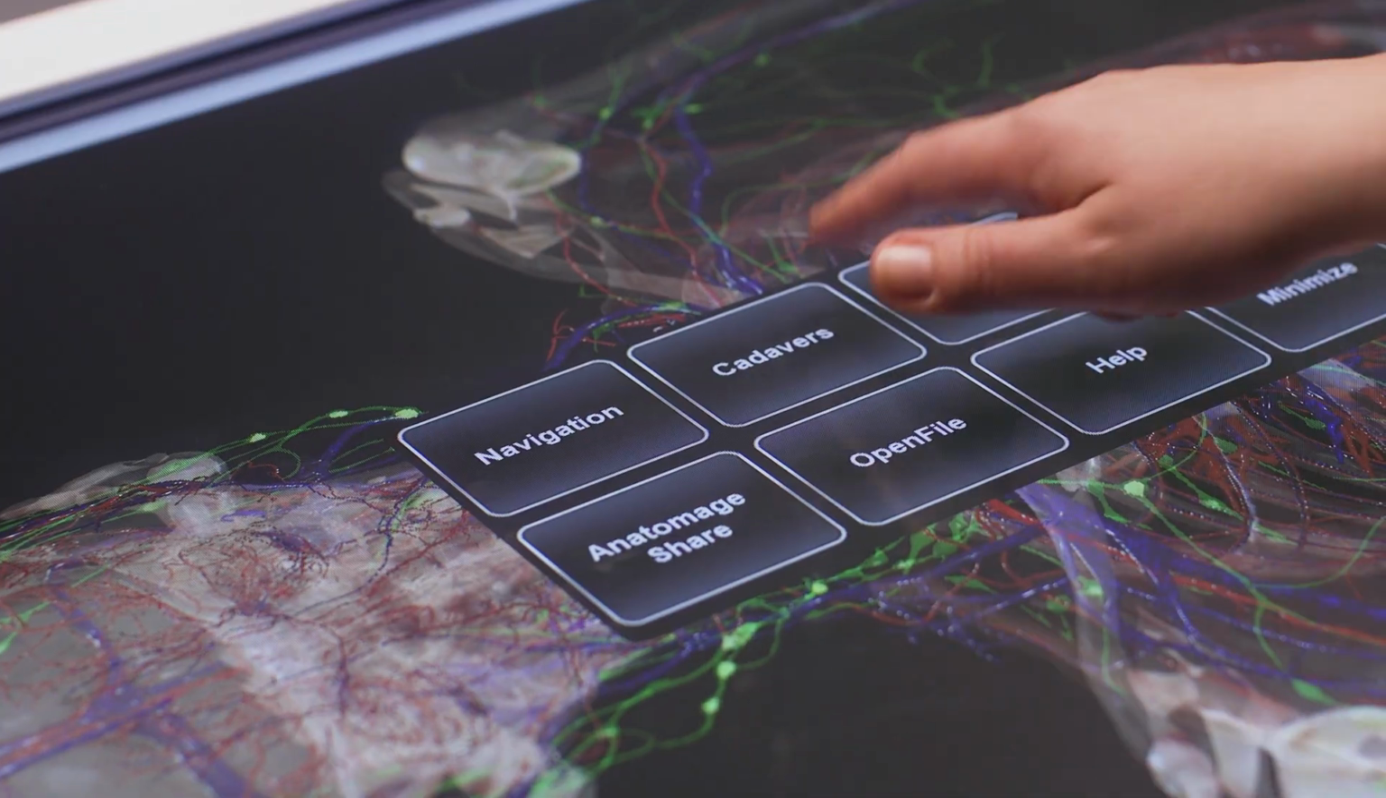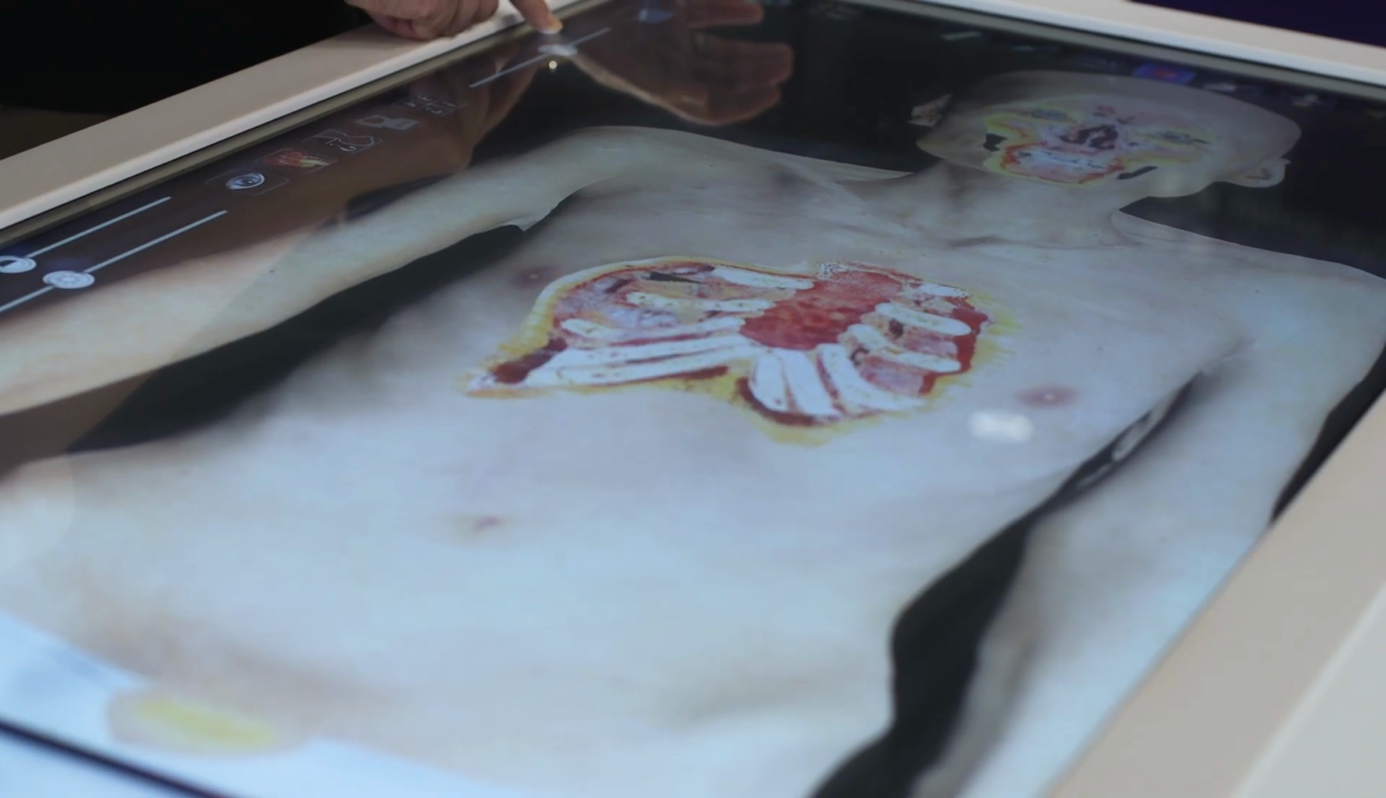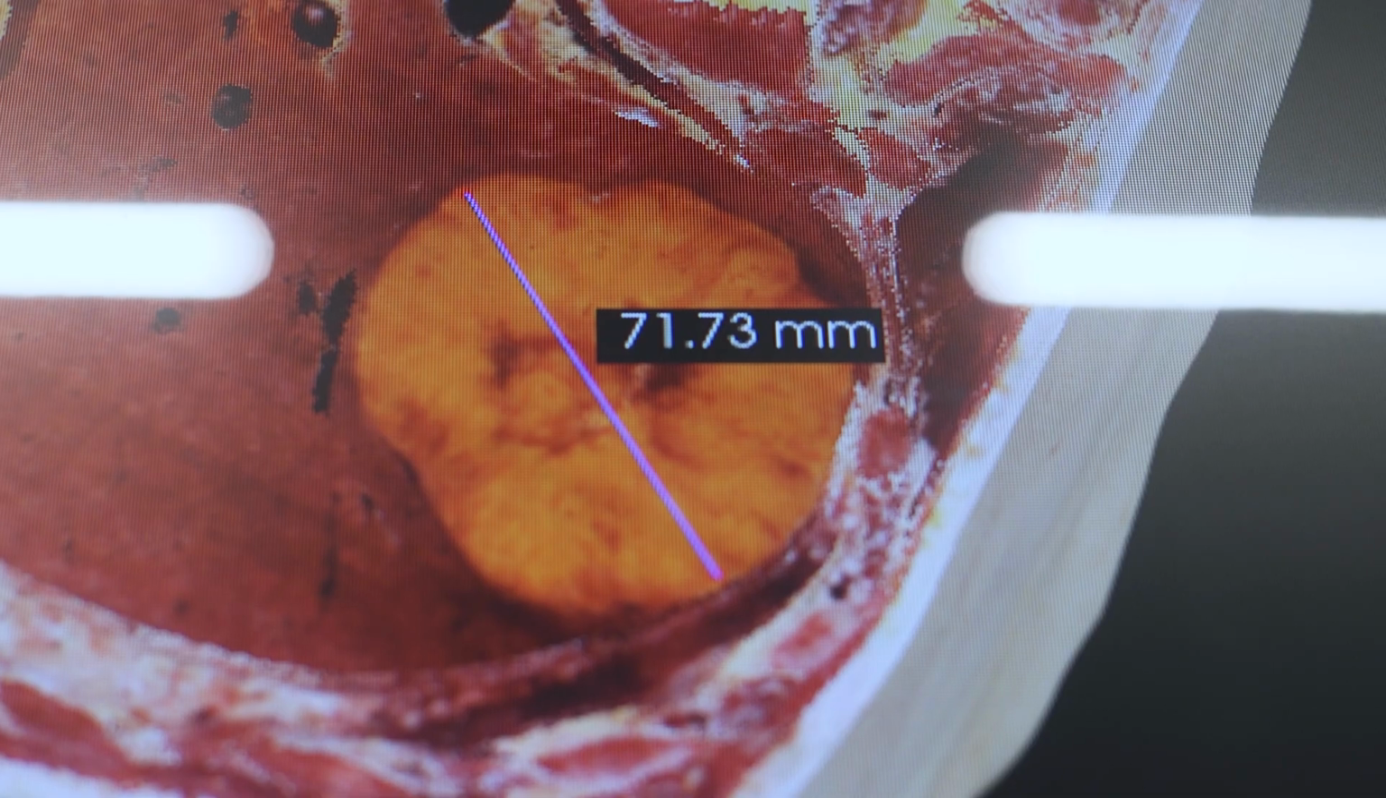So the Anatomage Table is a virtual cadaver tool, effectively. We've got 5 different cadavers: 3 male and 2 female. 3 of them died with cancer, 1 was a leukaemia, 2 were solid tumours. So we've been able to use that to compare and contrast the effects that that has on the body.